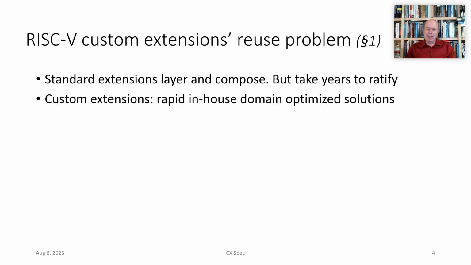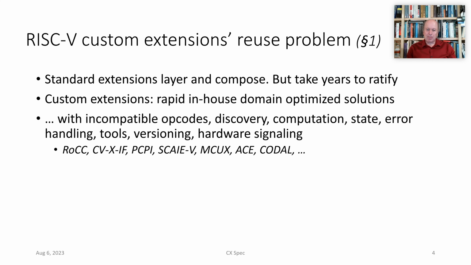Now, from the very beginning, RISC-V has also supported custom extensions. The custom 0, 1, 2, 3 opcode blocks will never be used by standard extensions, and that enables rapid development of domain-specific, problem-optimized custom extensions and their software libraries. This is very good, and it helps make RISC-V an agile platform.